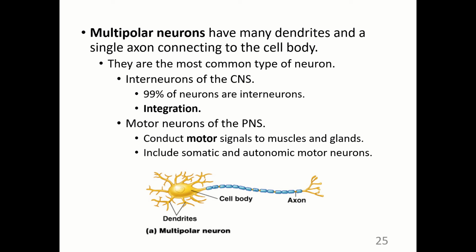They form the interneurons of the central nervous system and the motor neurons of the peripheral nervous system. 99% of neurons are interneurons, and they perform the function of integration. Motor neurons conduct motor signals to muscles and glands, and they include somatic and autonomic motor neurons. Somatic motor neurons connect to skeletal muscles, and autonomic motor neurons connect to cardiac muscles, smooth muscles, and glands.